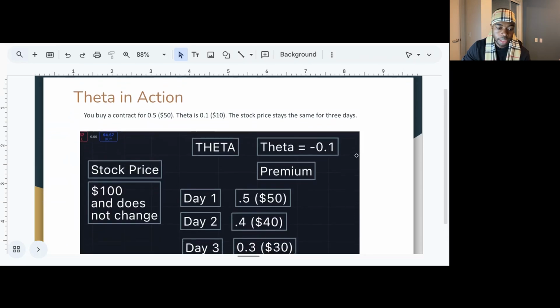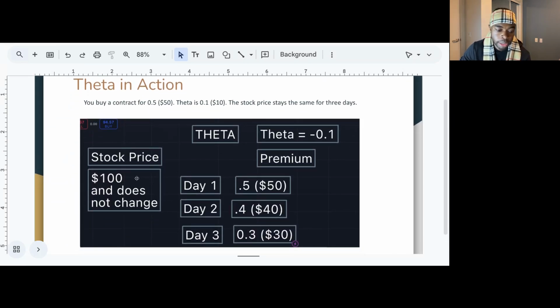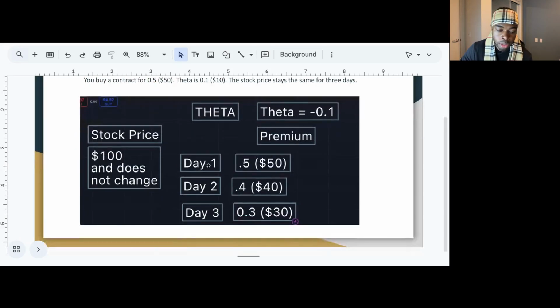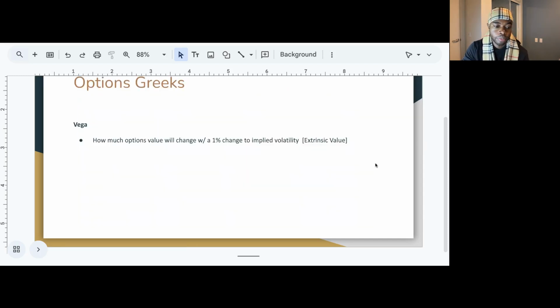So for instance, theta in action. If the stock price is $100 and it doesn't change, but the days change, and theta is negative 0.1, then that same $50 contract, from day 1 to day 2, goes to 0.4. Then it goes to 0.3 the next day. That's pretending the stock price doesn't change, and we're only taking into account theta being negative 0.1. That's how much the option contract will decrease every day.